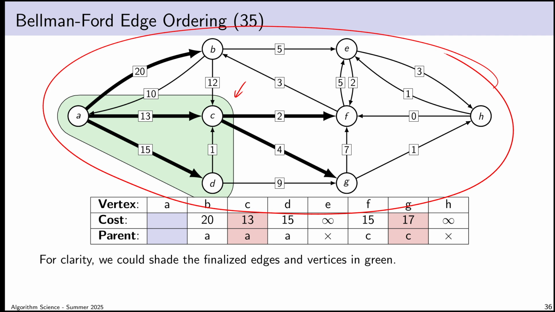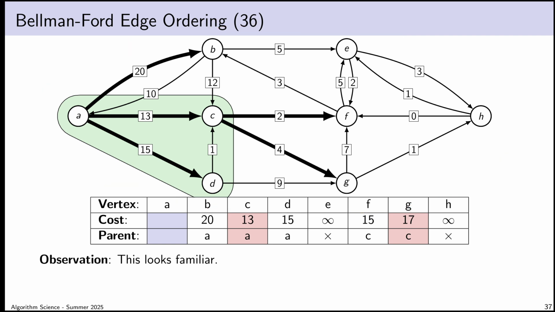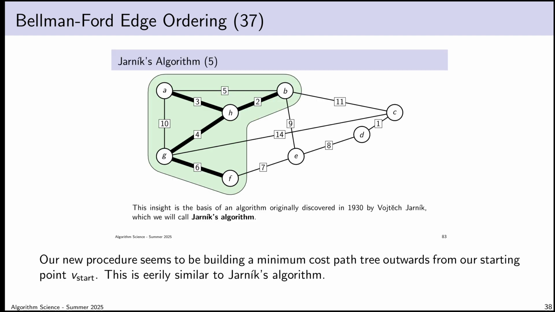And I think for a minute and realize, hey, wait a minute, I'm growing a tree here. I've got this green outline that's supposed to grow to encompass the graph. Somehow I'm getting a bit of a sense of déjà vu from this. This looks a lot like Jarnik's algorithm.